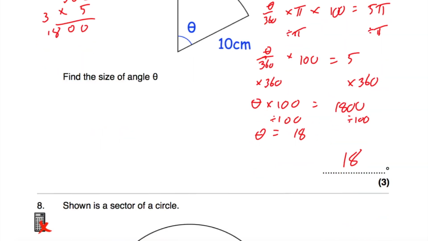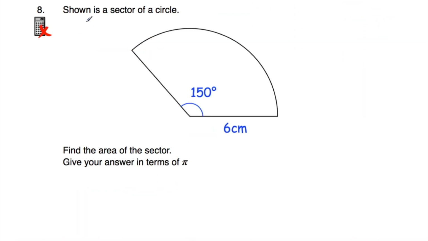Okay, let's look at question number 8. So question number 8 says, shown as a sector of a circle, so is this a sector of a whole circle, and the angle is 150 degrees, and the length of this side is 6 centimeters. So that means the radius of the whole circle is 6 centimeters. And the question says, find the area of the sector, and to give our answer in terms of pi. Okay, so let's write down our formula.